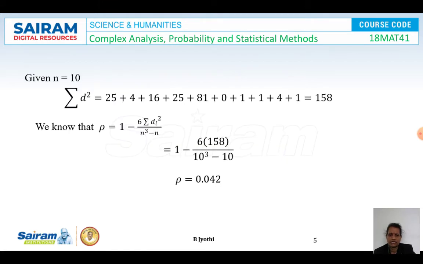Next, let us do the calculation part. Given n is equal to 10, that is the total number of candidates. We have to take the summation of d square. So let us sum all the 25, 4, etc., which gives us 158. The formula is rho equals 1 minus 6 times sigma di square divided by n cube minus n. Let us apply it: 1 minus 6 times 158 divided by 10 cube minus 10, which gives us rho equal to 0.042. That is the rank correlation.